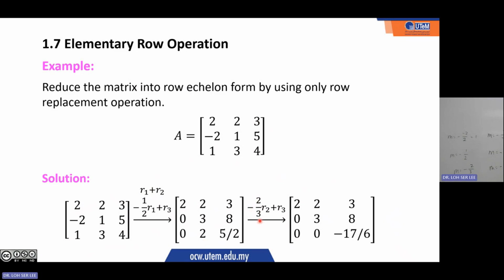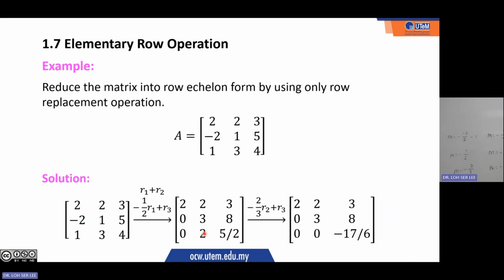Negative 2 over 3, row 2, because your pivot is from row 2 now. Row 2 plus the last row, row 3. So only row 3 changes. Row 1 and row 2 remain the same. Just copy row 1 and row 2.